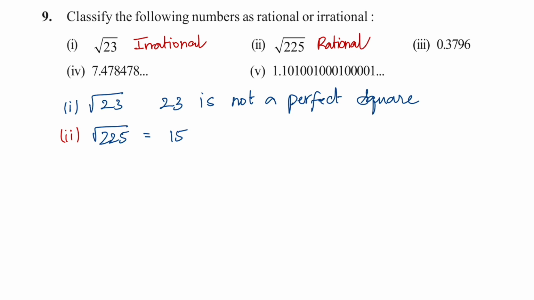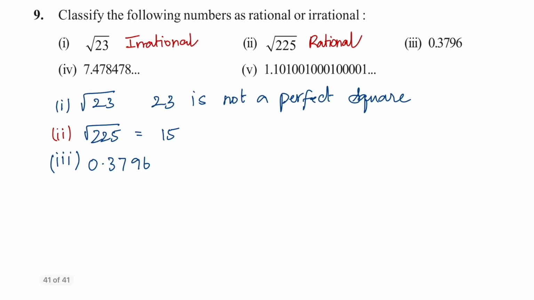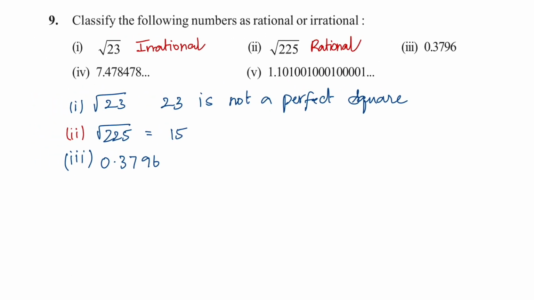And the third one, moving on to the third one, its value is 0.3796, and 0.3796 is obviously terminating, and since it is terminating, you can tell that it is rational.